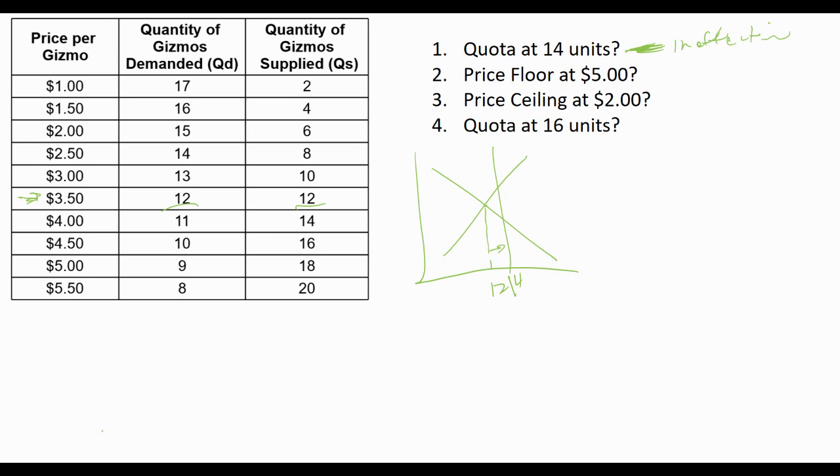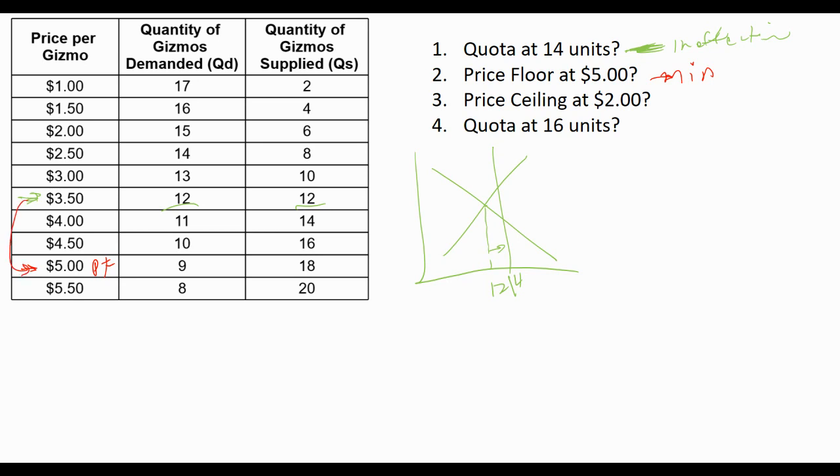What if, let me use a different color here, what if the government turned around for gizmos here and put a price floor at $5? Ooh, a price floor. So the equilibrium is at 12 and 350, and they put a price floor. Remember, a price floor is the minimum you can charge. At $5, well, what would happen? That would mean they couldn't charge 350. That's the lowest price they could charge, so they would have to charge $5.